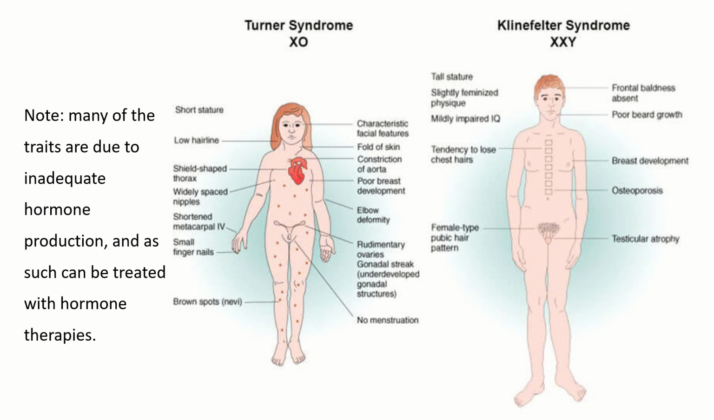So people with Klinefelter syndrome, XXY, they tend to be taller. They tend to fail to develop significant body hair in terms of beard growth. They don't get chest hair. They tend to have a more female pubic hair pattern, which I don't really know what it means.